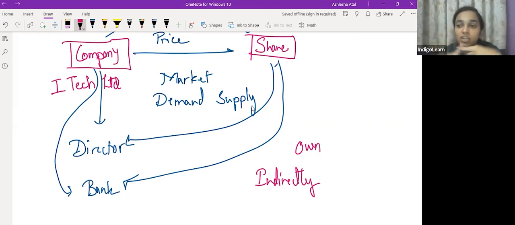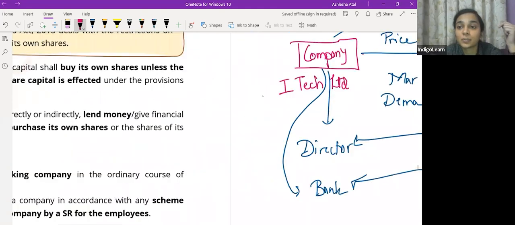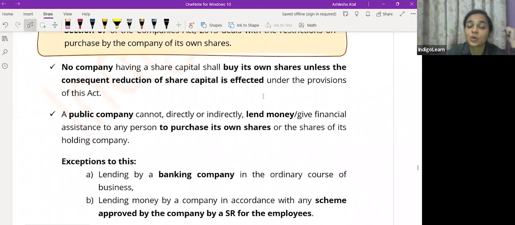So company खुद के shares खुद भी नहीं purchase कर सकती है, and company can also not provide any financial assistance to any person either directly or indirectly in any form for the purpose of purchase of its securities. So no company who has share capital can buy its own shares unless it is consequent to reduction in capital, unless it is under the provisions of the act. तब तक कंपनी खुद के शेयर्स परचेज नहीं कर सकती है.